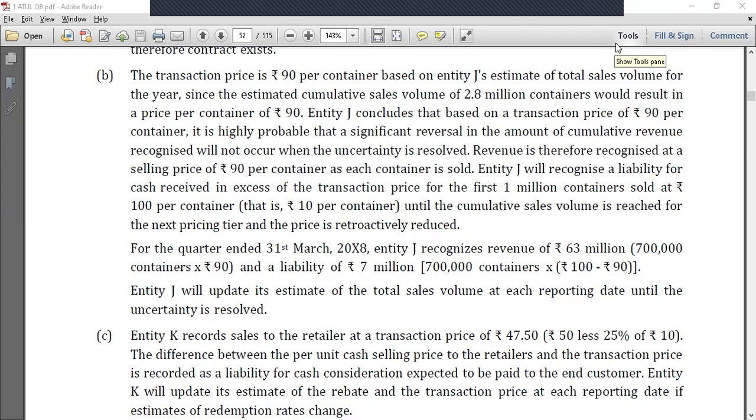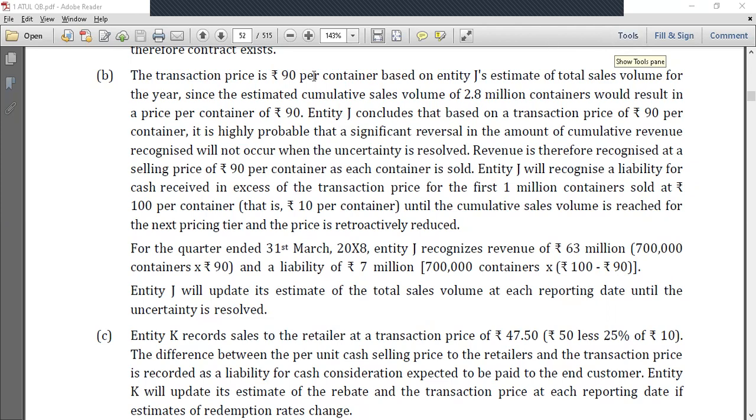That is 7 lakhs for the first 7 lakhs into 100. You can say it is 7 lakhs into 90, or 7 lakhs into 100 minus 7 lakhs into 10, or directly 7 lakhs into 90, it will be 63 million, and the liability will be 7 million because it is 7 lakhs into 10. Okay, that is 7 million. So entity J will have to update its estimate of total sales volume at each reporting date until the uncertainty is resolved. So it's like that.